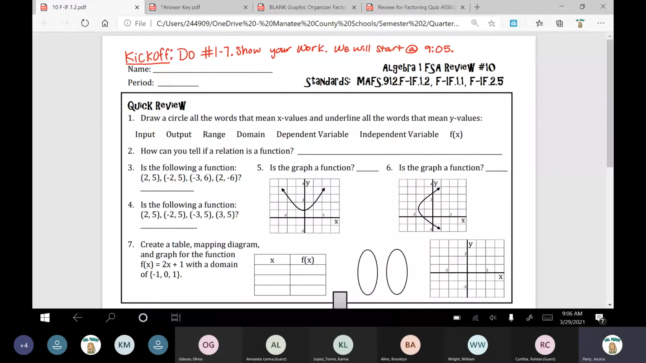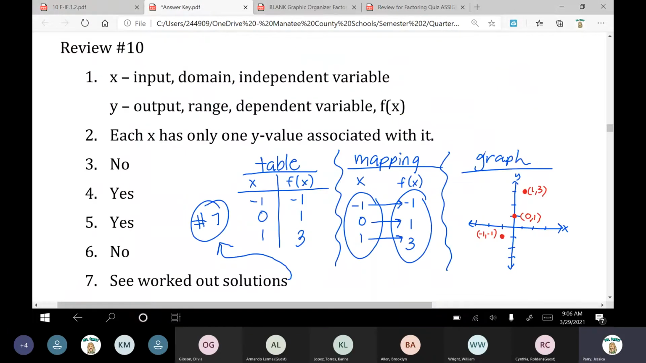So hopefully you guys had enough time to go through and do numbers 1 through 7. If not, then you might need to finish it on your own. But I'm going to show the answers up here so you guys can check them, make sure you did it correct. And I'm going to be talking as you guys are checking your answers. So make sure you check your answers. And if you made a mistake, please fix it.